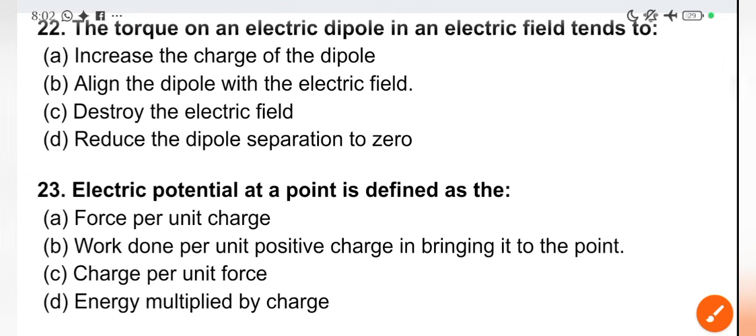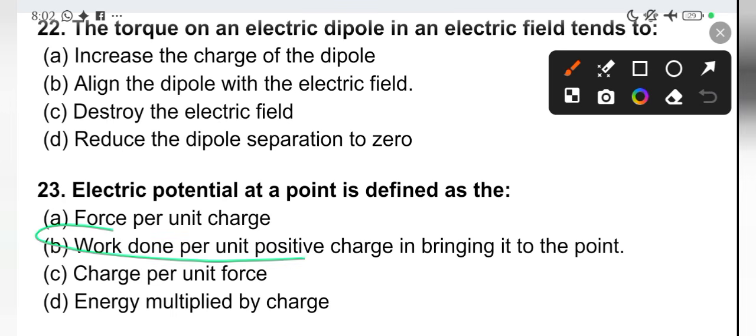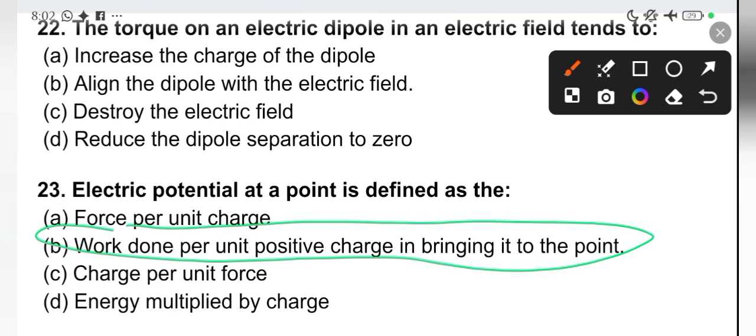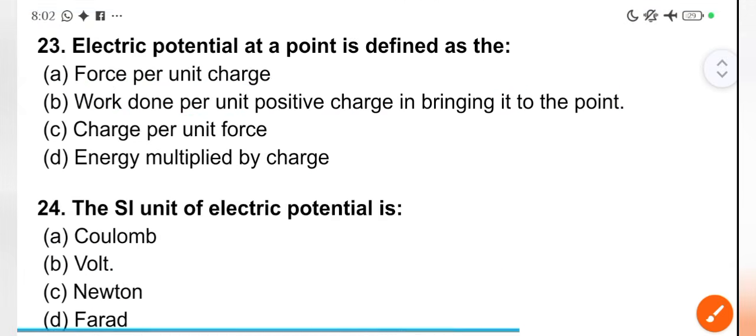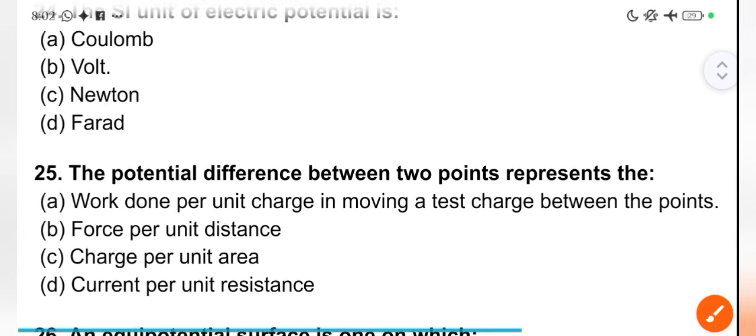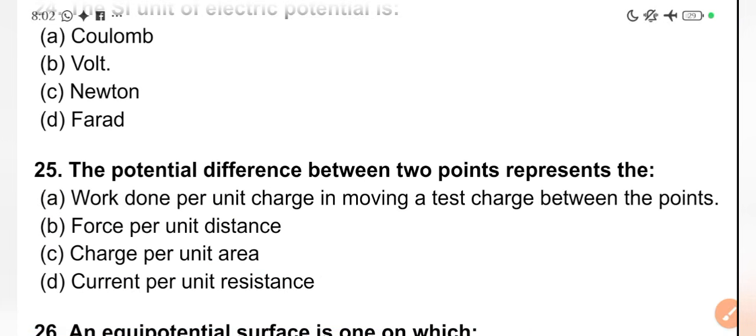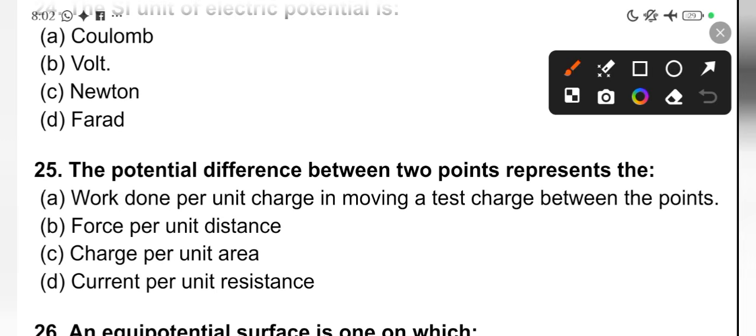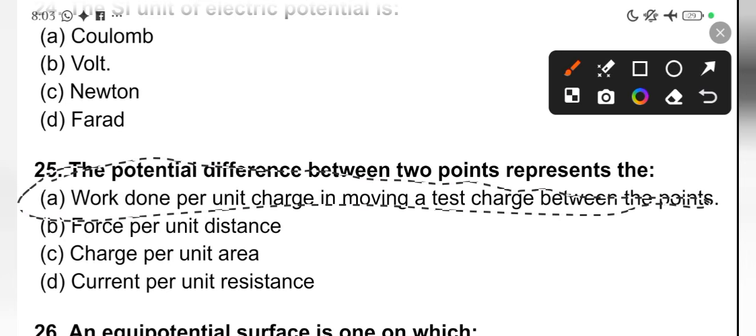23. Electric potential at a point is defined as the work done per unit positive charge in bringing it to that point. Electric potential. The SI unit of electric potential is volts. Take note of that. The potential difference between 2 points represents the work done. You can see the same question, but they change the question and in a way change the option. So if you are not careful, you miss a question that you understand. Okay, so it is the work done per unit charge in moving a first charge between the points.